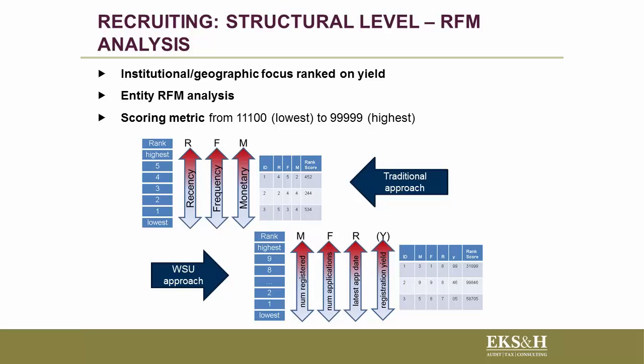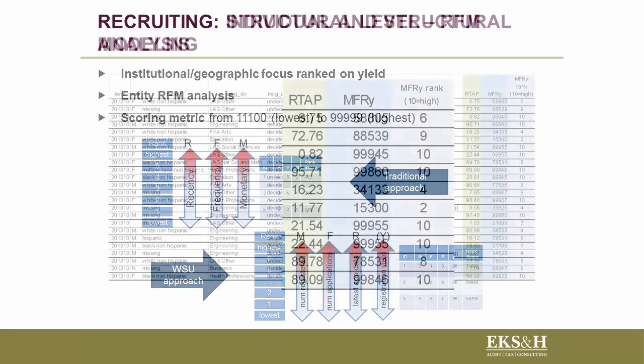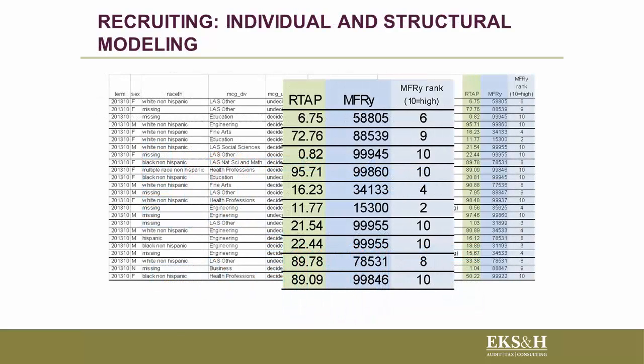We also append the actual registration yield from the institution to the score to give us greater detail and to break ties. So as we can see, we now have, in addition to the student's individual probability of becoming an applicant, the RTAP score, we also have the institutional rank of the high school that they're in, the MFR score. As with the RTAP score, the SPSS-generated MFR score is uploaded daily into Banner.